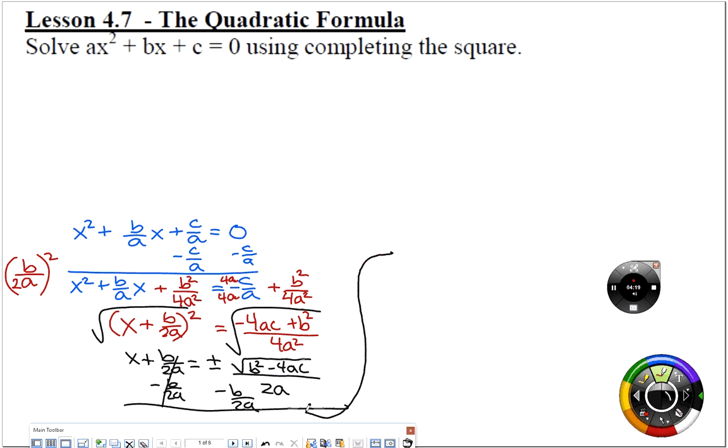And then I get that x is equal to negative b over 2a plus or minus the square root of b squared minus 4ac all over 2a. And so since they have a common denominator, I can write them as one fraction, okay? So x can be equal to this.